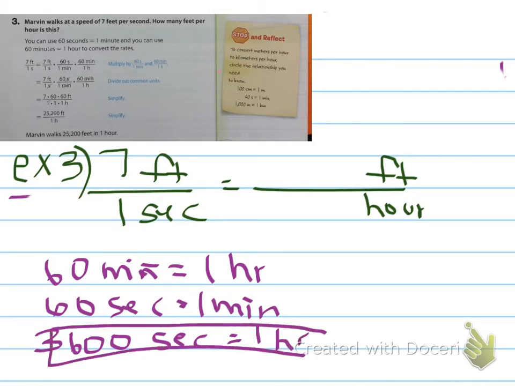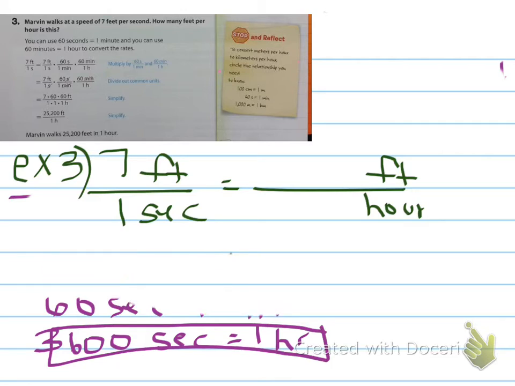Okay, so this is going to be the magic one that we're going to use. I'll get rid of these other parts, just so I can make more room for myself to write. All right, so I'm going to set it up 7 feet over 1 second.